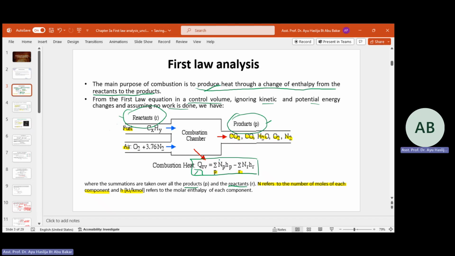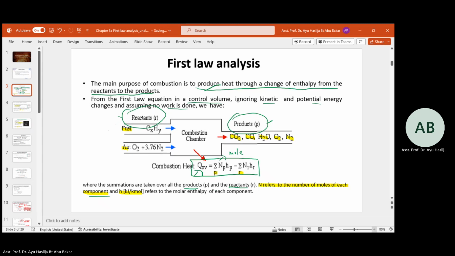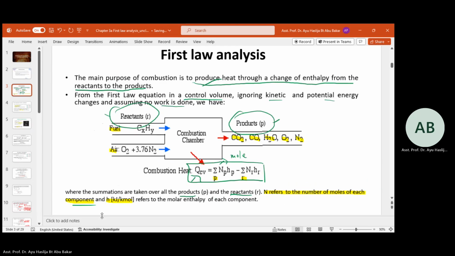Okay, the N is the mole of each component. H is the enthalpy of each component.